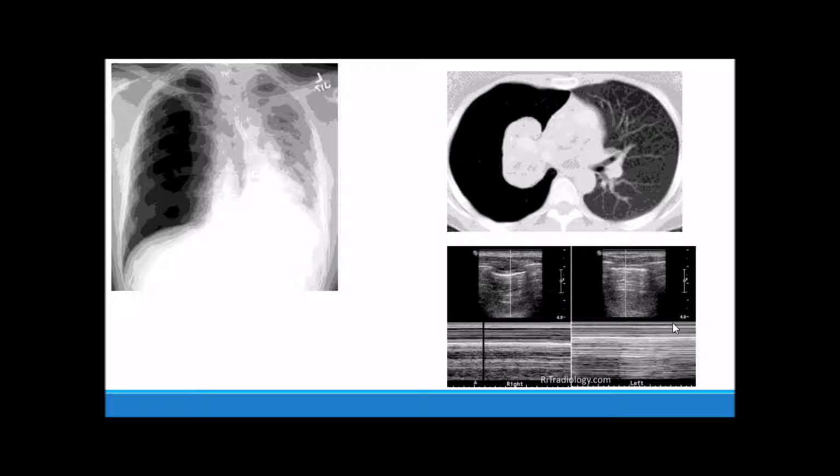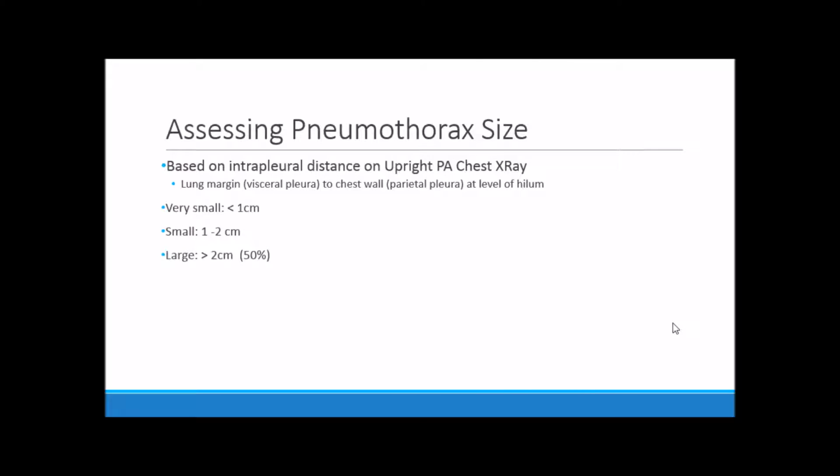You measure the space from the chest wall to the lung, in centimeters, at the level of the hilum. There are different ways to do this, but one way is to put it into 3 categories. If it's less than a centimeter, it's very small. If it's between 1 and 2 centimeters, it's small. And if it's greater than 2 centimeters, it's large, okay?